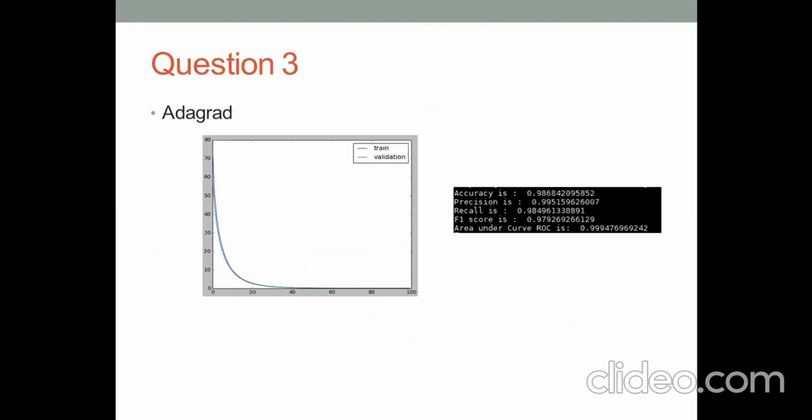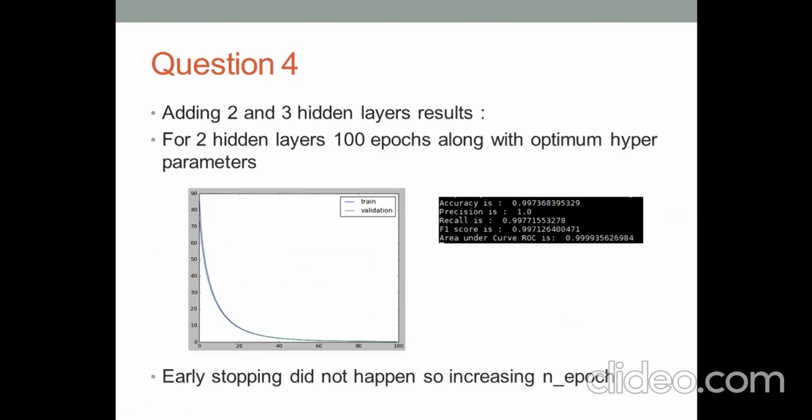Okay, let's continue with the next question. Question 4. We were asked to add 2 and 3 hidden layers. So I start from 100 epochs along with the optimum hyperparameters. This one also I got from question 2. Like you said, Hocam, it wasn't specified, so I thought I don't need to wait another 8 hours or something. I just need to get the optimum hyperparameters, and indeed it gets a highest accuracy. I think this is the highest accuracy possible.